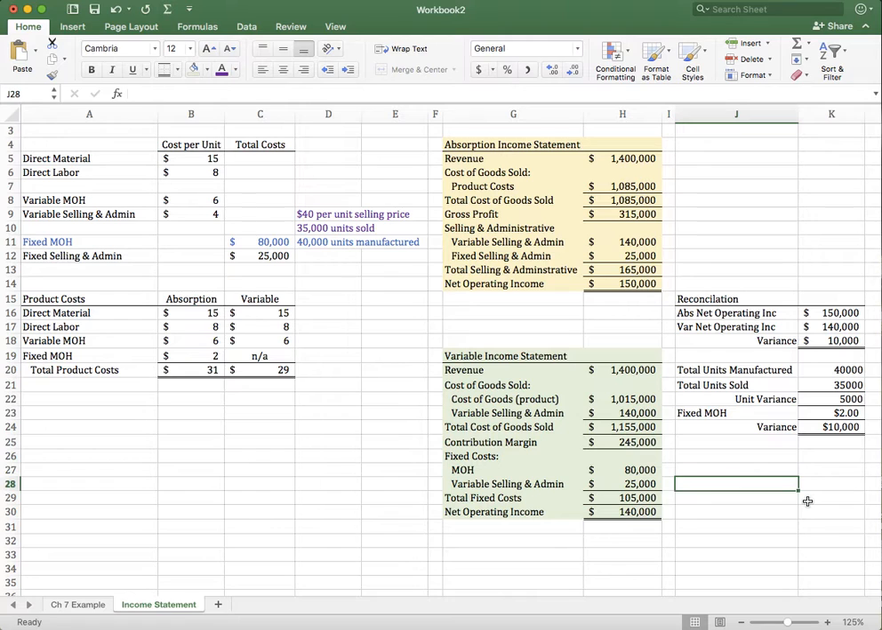The reconciliation between the two net operating incomes is always the unit variance, so the unit difference between those units manufactured less those units sold, multiplied by the fixed manufacturing overhead that we've calculated for the absorption method.